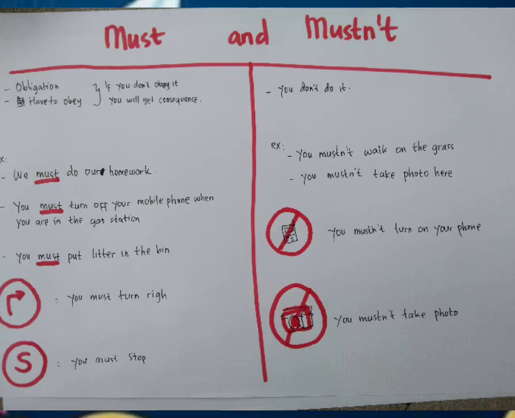Next, must and mustn't. Let me start with must. Must is like an obligation, or something that you have to obey. If you don't obey it, you will get a consequence. Let me show the example. We must do our homework. That you have to do because that's an obligation. Next, you must turn off your mobile phone when you are in a gas station. Next, you must put litter in the bin.